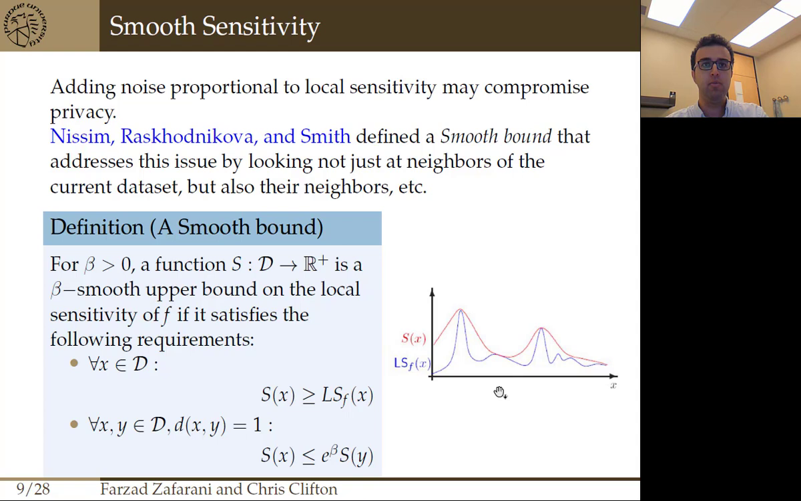The thing to note here is that adding noise proportional to local sensitivity tells you something about the dataset, so it doesn't really end up giving you differential privacy. So Nissim et al. defined a smooth bound that addressed this by looking not only at the neighbors of the current dataset, but also at their neighbors. They defined the smooth bound as follows: for a beta greater than 0, a function s is a beta smooth upper bound on the local sensitivity of f if it satisfies two requirements. First, it is greater than or equal to the local sensitivity, and second, it is a smooth function. We have demonstrated that in the right-hand side figure.